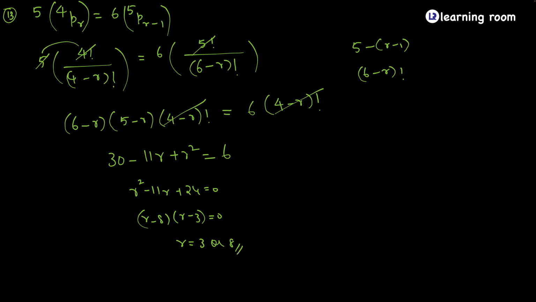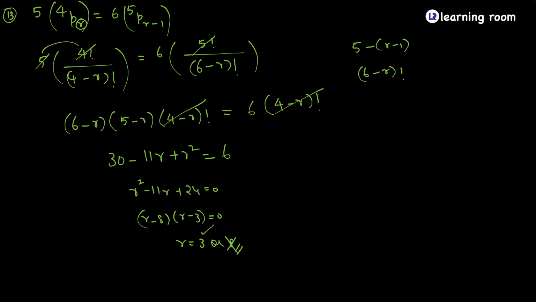8 is not possible because this number cannot be greater than this. So 8 is not possible. So R will be equal to 3. For the number of blank spaces cannot be more than the number of available objects. So answer should be R is equal to 3. Clear?